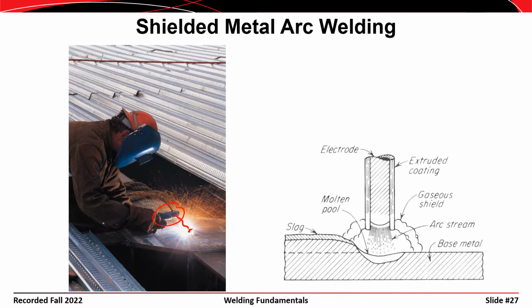If we look at a sketch, the core of the electrode is metal, some type of a steel, and it's coated in an outer layer that looks like a cake. It's a flux coating. When the electrode melts away, that outer flux forms a gas, and that gaseous shield protects the molten weld puddle from impurities in the atmosphere. After the weld puddle starts to solidify, you end up with a slag on there, and oftentimes you'll see a welder going through with a hammer and chipping away that slag.